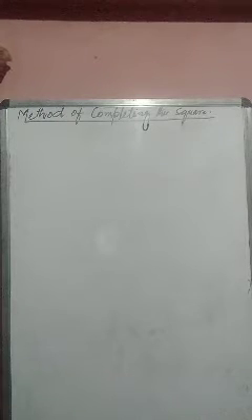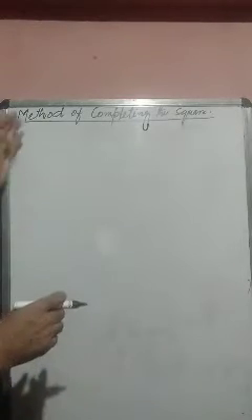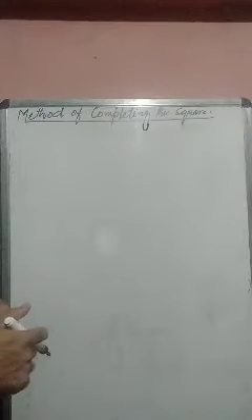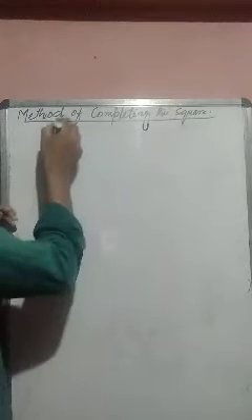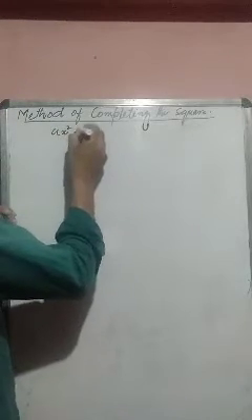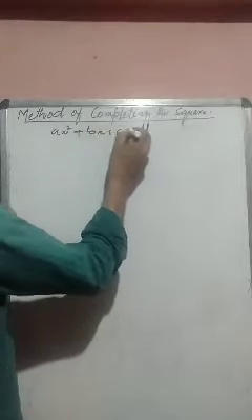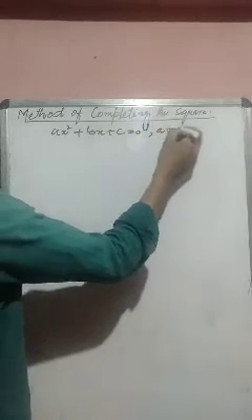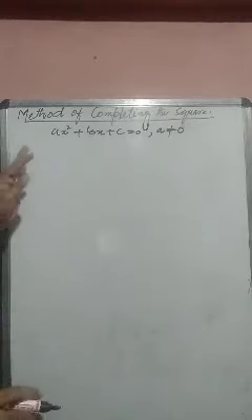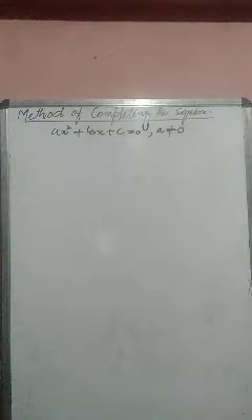Hello my dear students, today we are going to discuss the method of completing the square, that is the method by which quadratic equations are solved and hence the roots of the quadratic equation are found. First of all, we will apply this method on the general quadratic equation, that is ax square plus bx plus c equal to 0 where a is not equal to 0.